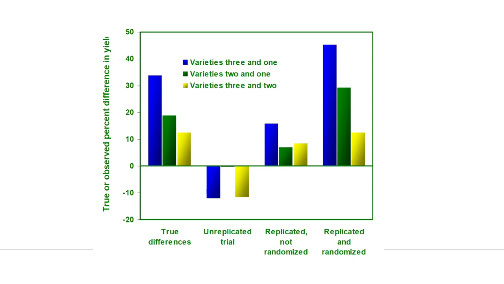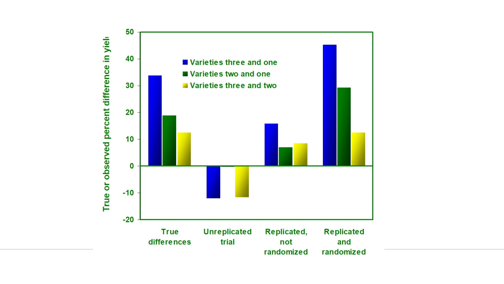If we had an unreplicated trial, if we just divided the field into thirds and planted a variety in each, we would actually have very different observed percent differences in yield than the true ones. If we have replicated but not randomized, you can see that we're approaching the true differences between varieties a bit better. And if we have a replicated and randomized experiment, we have much more accurate, not entirely accurate, results. It's not exactly the true percent difference, but it's much closer. So by replicating and randomizing our treatments within our replications, we're getting closer to the true percent difference in yield.